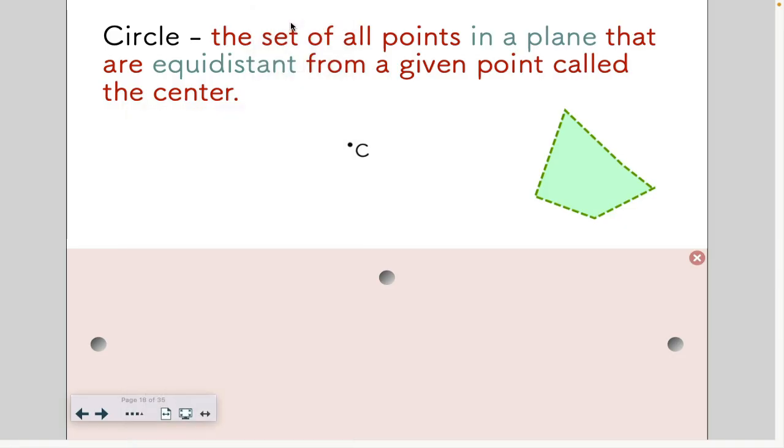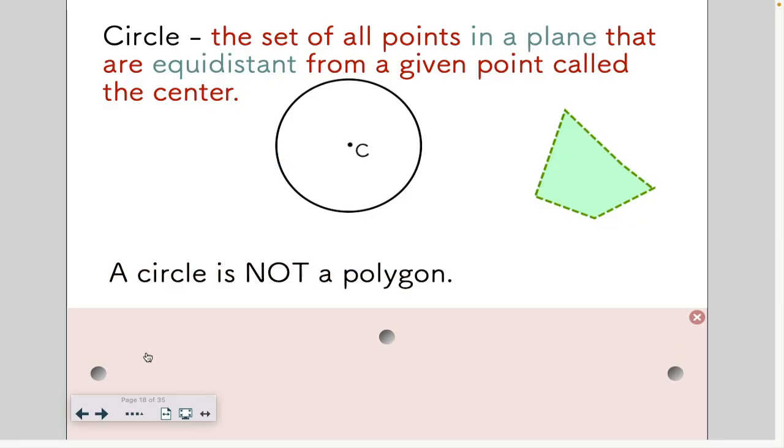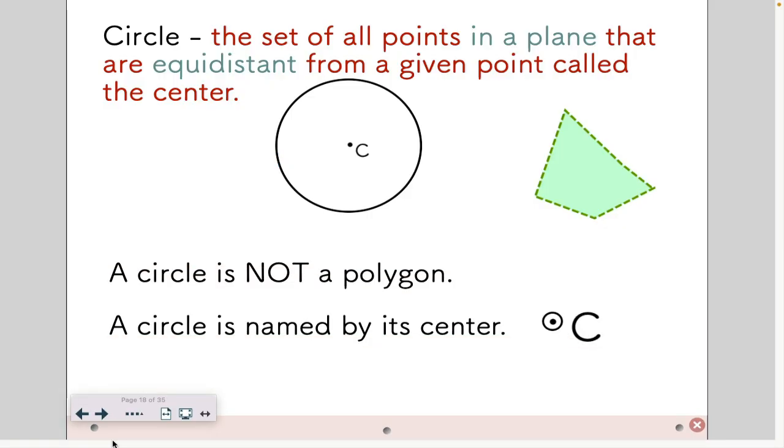So shapes. That's my center. Oh, pretty good. Pretty close. That's the full definition of a circle: the set of all points equidistant from the center. Things you already know: a circle is not a polygon because it's rounded, and a circle is named by its center. That would be circles.